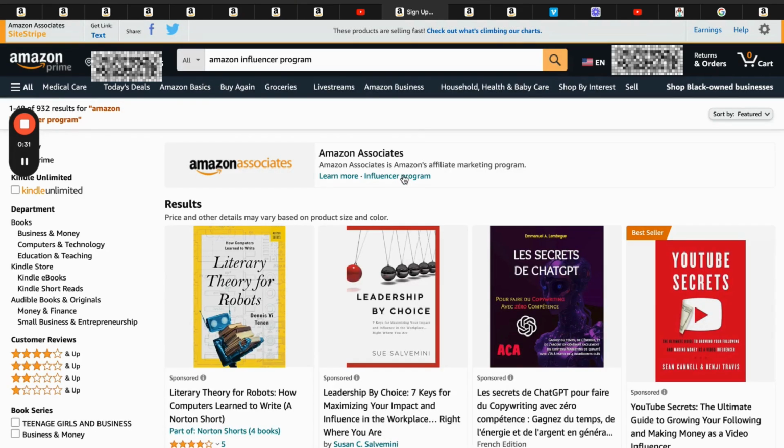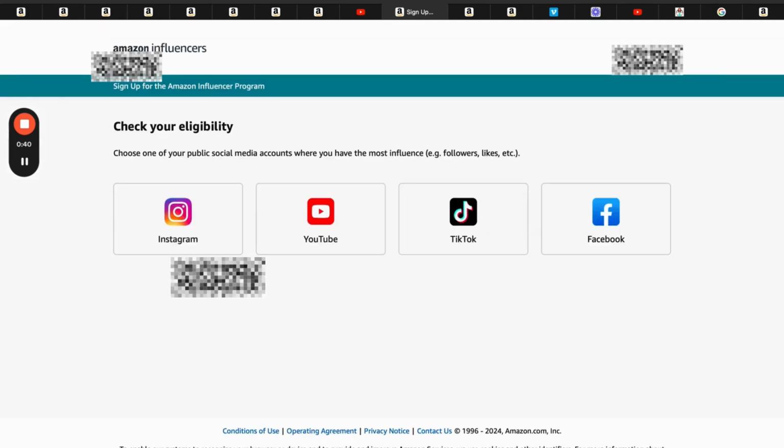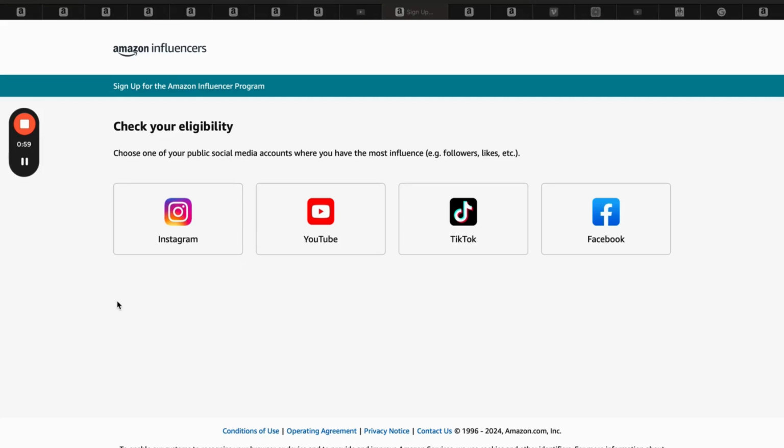It pops up right here. If I clicked on influencer program and then go to sign up, it wants you to choose which account you want to use. I actually was able to get approved through my TikTok account. If I went into that one right now, it might approve me, it might not. Amazon has not disclosed what is approved and what isn't approved, how many followers you need. But the most important thing that Amazon does look at is the engagement. So if you're having trouble getting approved, I would definitely look at your engagement and try to increase that.